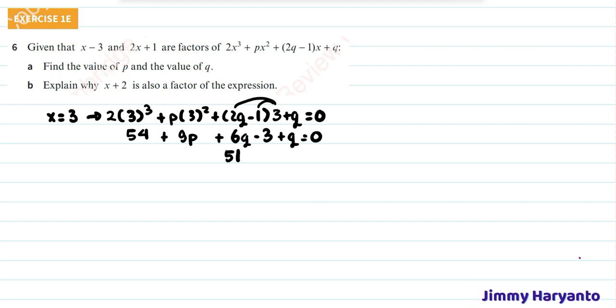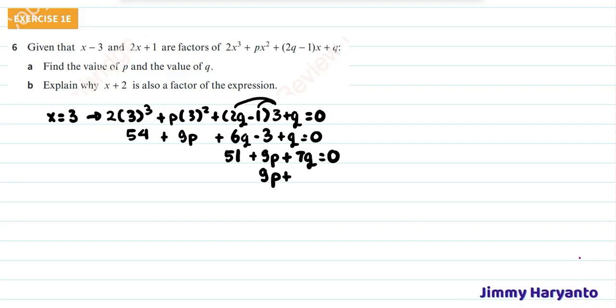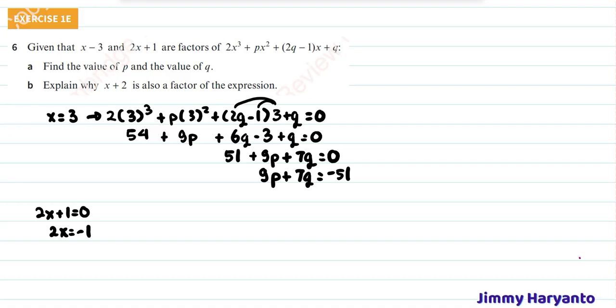It's 51, and then for the p, 9p, for the q, 7q equals to 0. That means we'll have 9p plus 7q equals to negative 51. Okay, that is for the first. And then for the second one, you will have 2x plus 1 equals to 0. That means 2x equals to negative 1, x equals to negative 1 over 2.